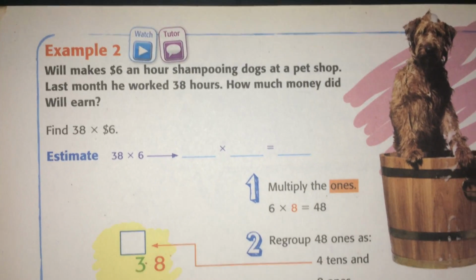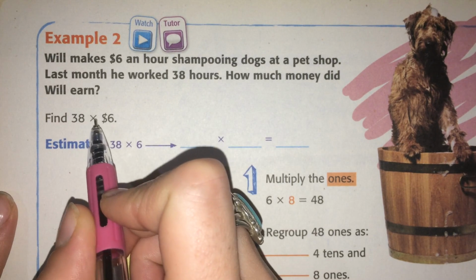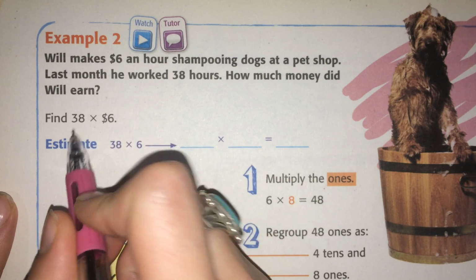Okay, let's flip over to the other side. Will makes $6 an hour shampooing dogs at a pet shop. Last month, he worked 38 hours. How much money did Will earn? 38 times 6.